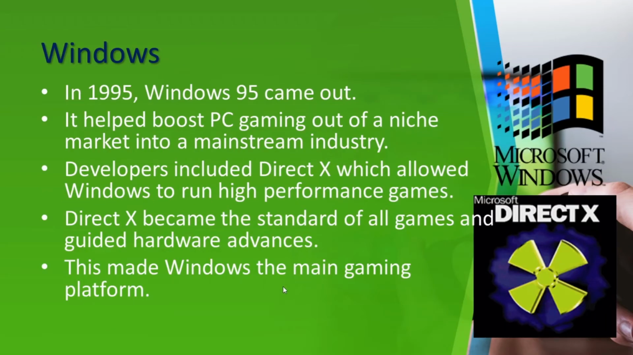For Windows, in 1995, Windows came out. It helped boost PC gaming out of the niche market into the mainstream industry. Developers included DirectX, which allowed Windows to run high-performance games. DirectX became the standard for all games and guided hardware advances. This made Windows the main gaming platform, and as of the moment, that also holds true. It is much easier to find games on the Windows platform as compared to the Mac platform, and especially the Linux platform. Most of the time, games are only released on the Windows platform.